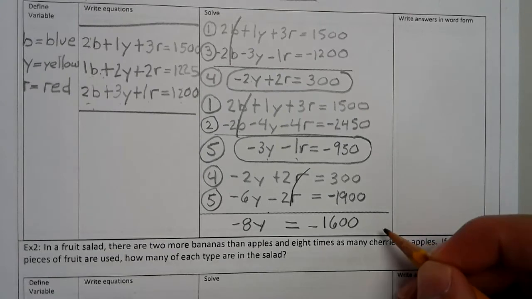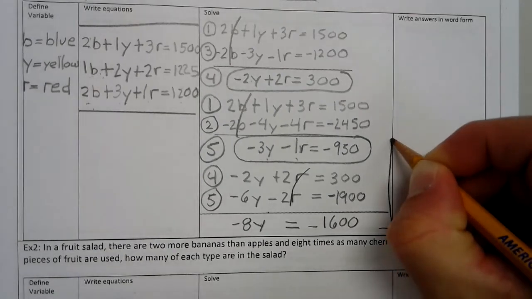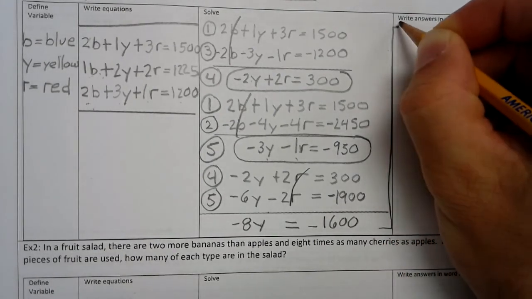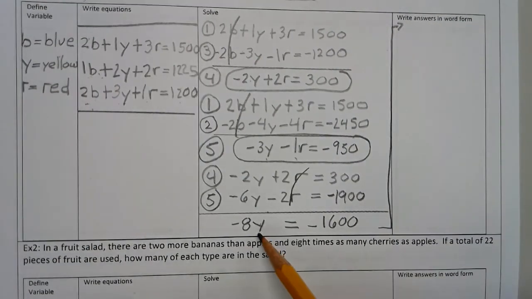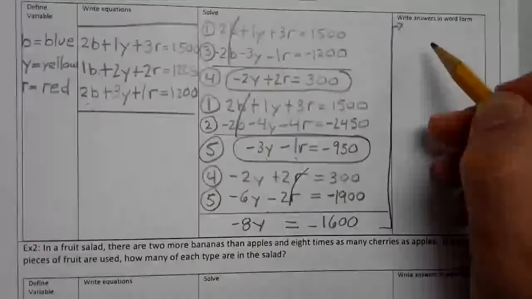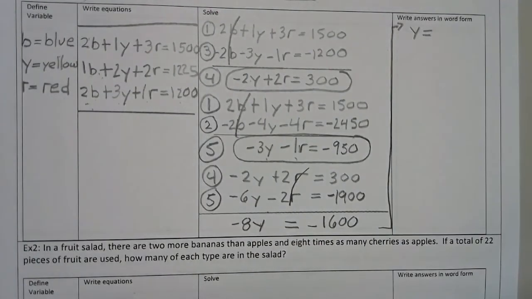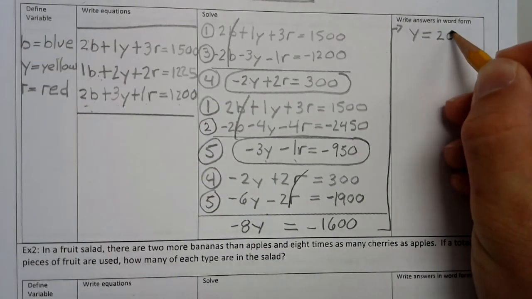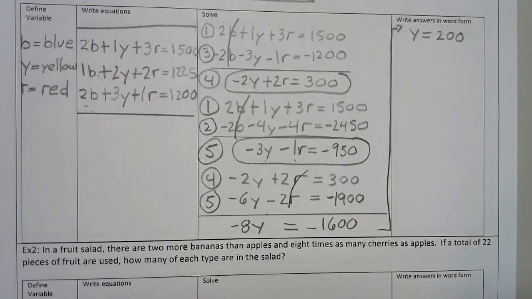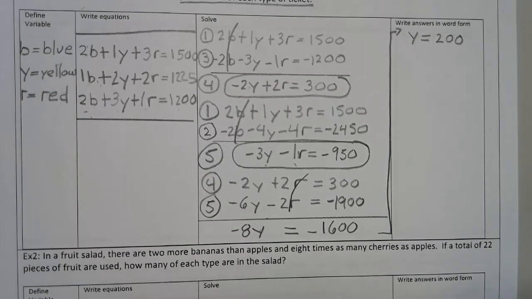All right, we've run out of space, so let's just continue the work up to here. So now we're going to solve for y. We divide both sides by negative 8. y equals negative 1600 divided by negative 8, 200. So the yellow tickets are worth 200 points each, okay?